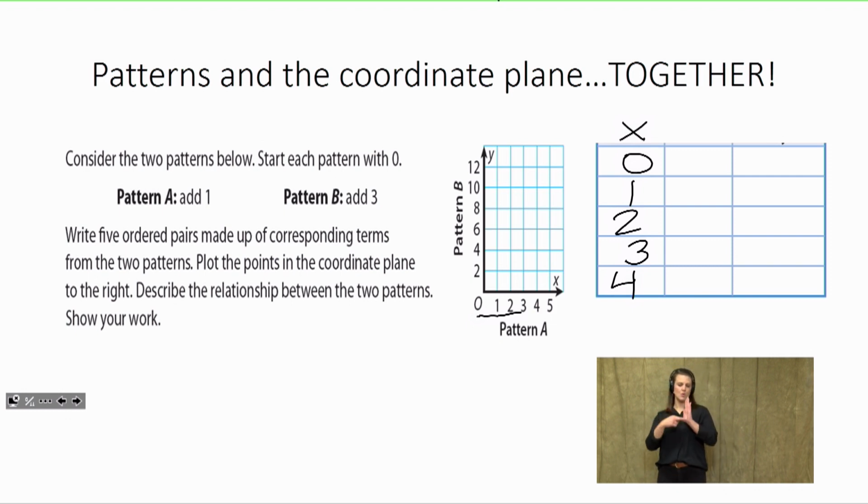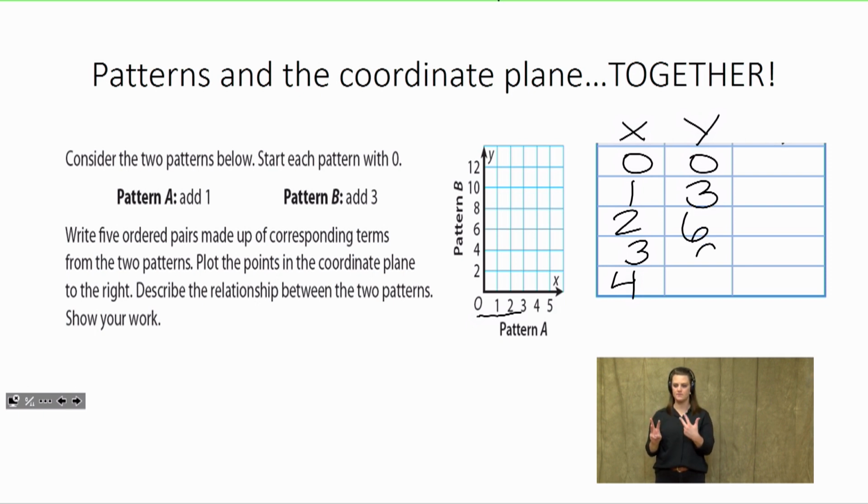Now let's see if we followed the rule. The rule says to add 1. Did we add 1 for pattern A? Yeah, we did. That's right. So now pattern B, which is also the y-axis, I'm going to label it Y. Pattern B says to add 3. Now remember, we're starting at 0 for both of them. So there's my 0. What would be the first number right here? Yeah, it would be 3 because our pattern says to add 3. What would this one be?